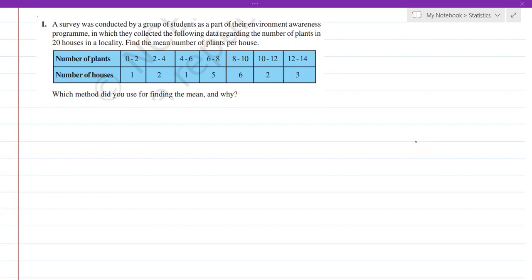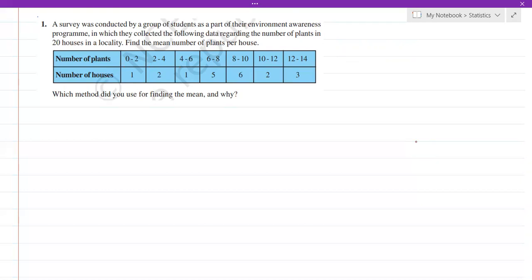So here, if you observe, you're going to use the direct method, because if you find xi, the middle value of this interval, it comes as 1, and the next one is 3, then 5, and so on, right? So these are very small values. xi is small, and even fi is also very small. Since xi and fi both are small, we can use the direct method. Suppose xi is small but fi is very big, then the direct method or the assumed mean method. If both are bigger, then we can go with the step deviation method.